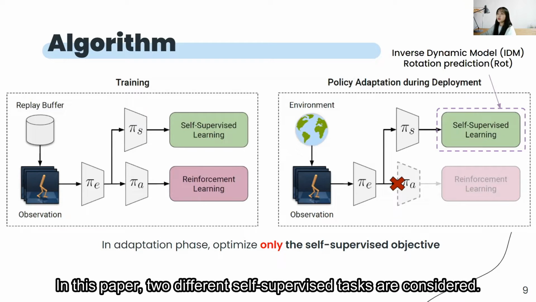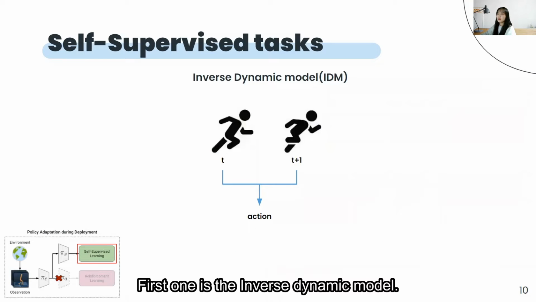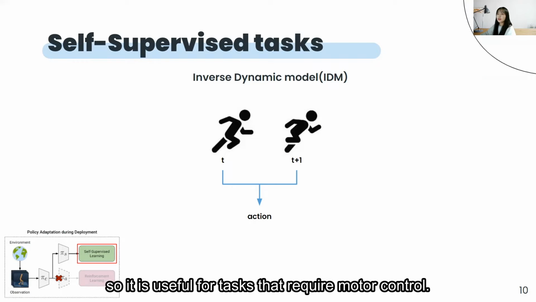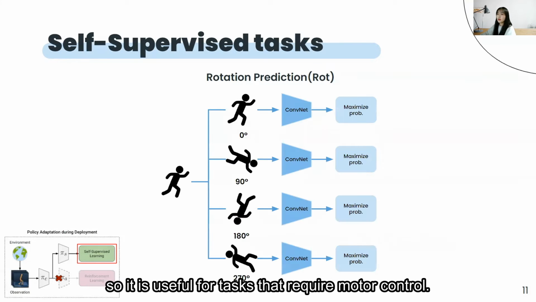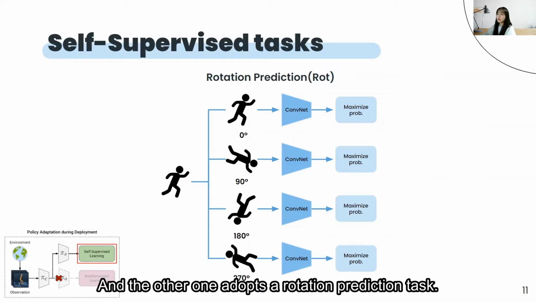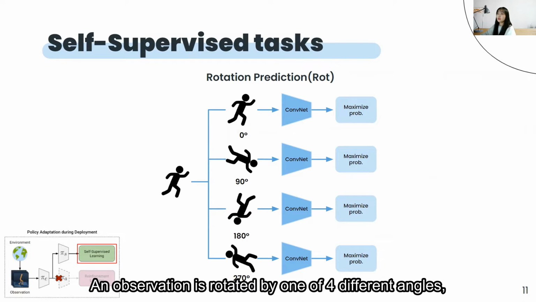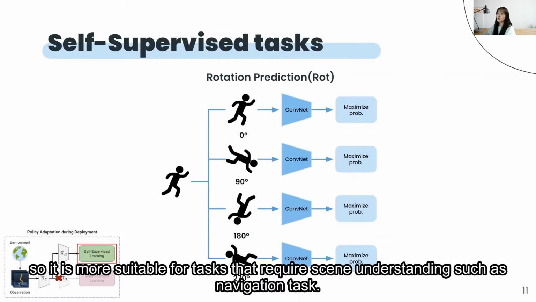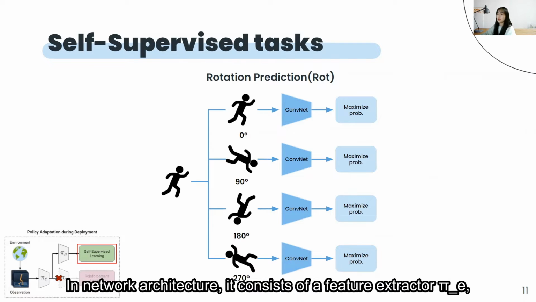In this paper, two different self-supervised tasks are considered. The first one is the inverse dynamics model. It takes the state before and after a transition and predicts the action in between. So it is useful for tasks that require motor control. And the other one is a rotation prediction task. An observation is rotated by one of 4 different angles and this is cast as a 4-way classification. So it is more suitable for tasks that require scene understanding, such as navigation tasks.